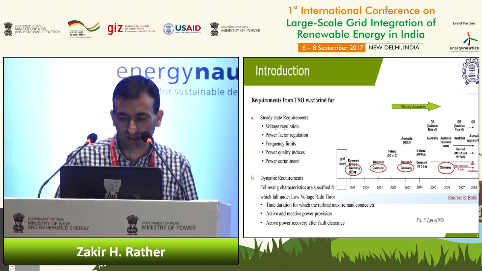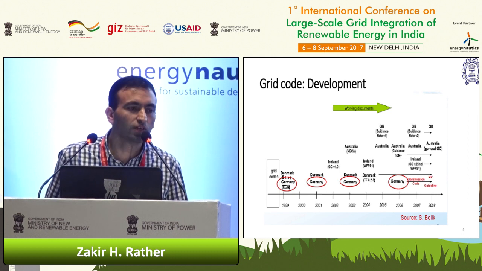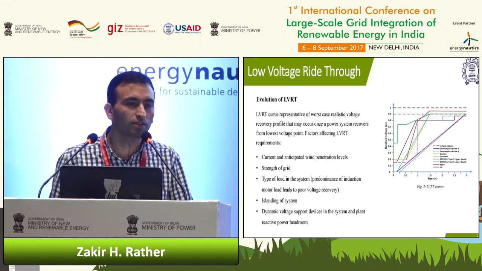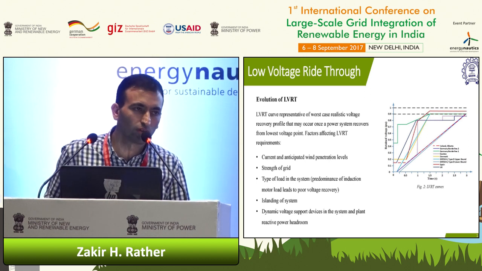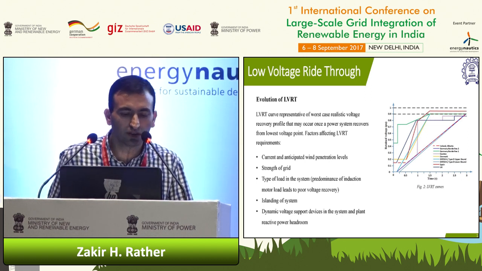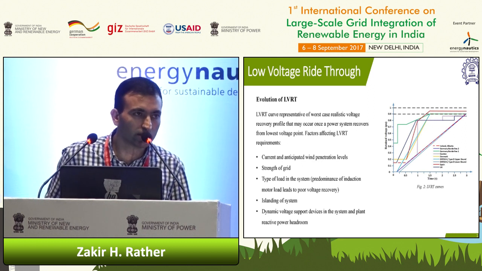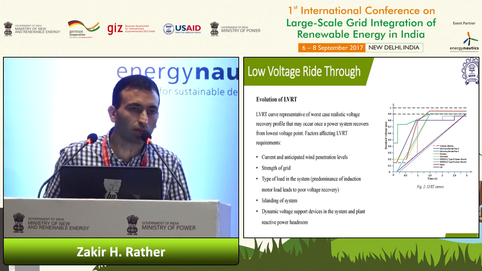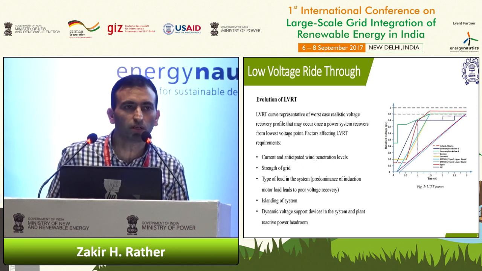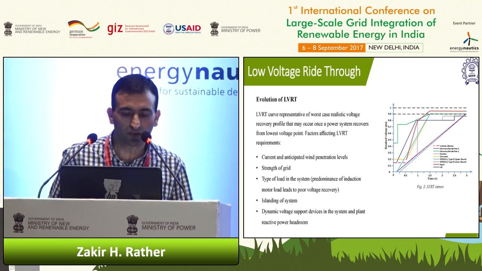As a result, the grid codes have evolved, and as we see, we have different LVRT requirements from different countries, depending on the grid. It depends on whether the grid is weak or strong, or it is a small islanded system or a large system. Depending on those different factors, the LVRT requirement of different countries is different. As you can see from the LVRT curves from different countries, it varies significantly.